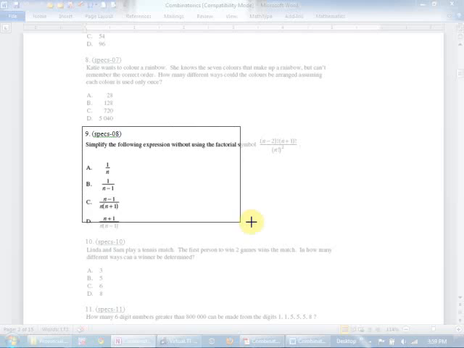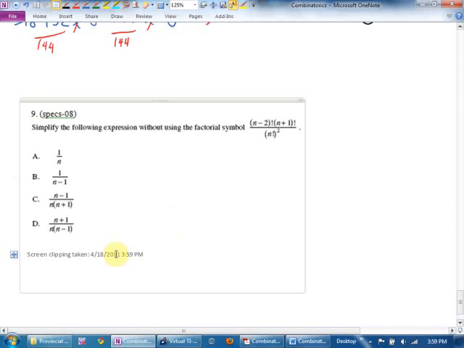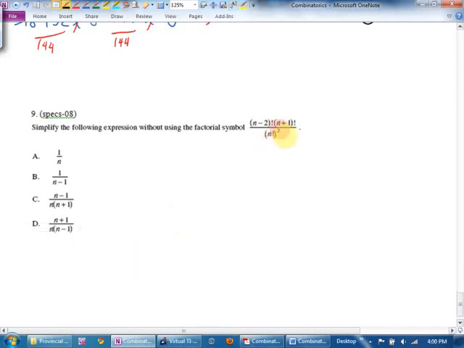I didn't like this n factorial squared. I said, you know what? I'm going to write that as n factorial times n factorial, because that's what n factorial squared means. And then I said, I'm just going to break this up into two fractions. They're one fraction, but I'm going to simplify this and this. So I ended up with n minus 2 factorial over n factorial, and n plus 1 factorial over n factorial. What's bigger?